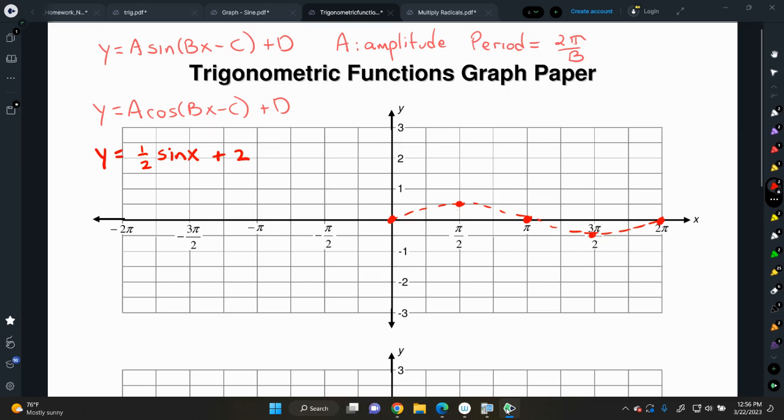Yep. So that 3 pi over 2 is going to go down to 1 negative. It's 2 pi.